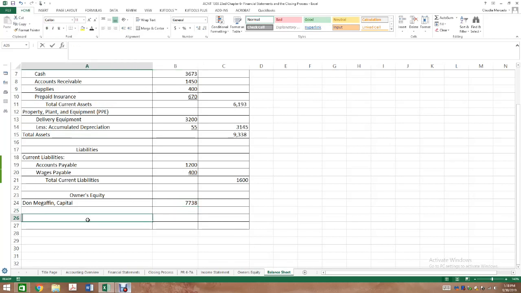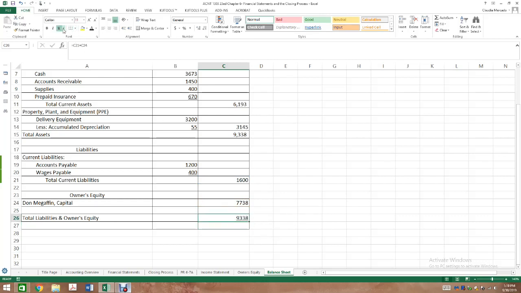Now I can calculate my total liabilities and owner's equity. Since I only have one, I'm going to take it over to my second column. So my total liabilities, I'm going to get my total current liabilities, which is $1,600, plus your total capital, which is $77.38. That means that your total liabilities and owner's equity is $93.38.